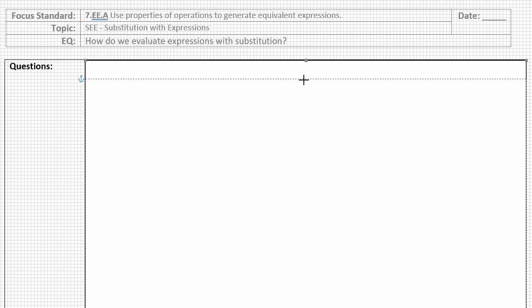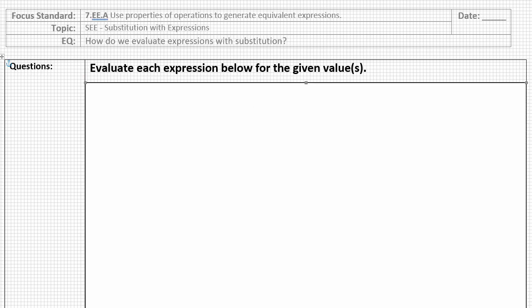So here are some common instructions that we will see throughout algebra units where they say evaluate each expression below for the given values. Evaluate, we've talked about before, really just means to solve. And so they're going to give us some values for the variables in the expression, and we are to evaluate and solve and continue to simplify it down to one value. So let's go ahead and try our first example.